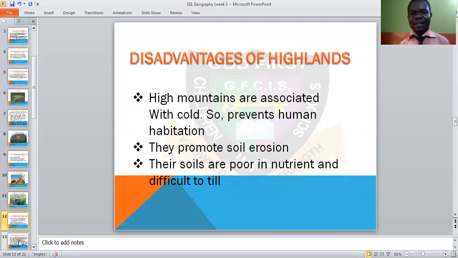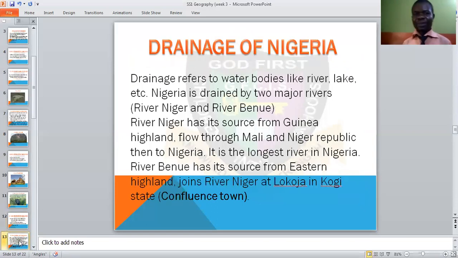Now let us look at the drainage of Nigeria. Drainage means water bodies like the ocean, the river, the lake, and so many others. Nigeria is drained by two major rivers. I have talked about minor rivers in my speech where I was discussing highlands, both in the north, in the south, in the west, and whatever. Then we're looking at the major ones. The two major rivers are River Niger and River Benue.